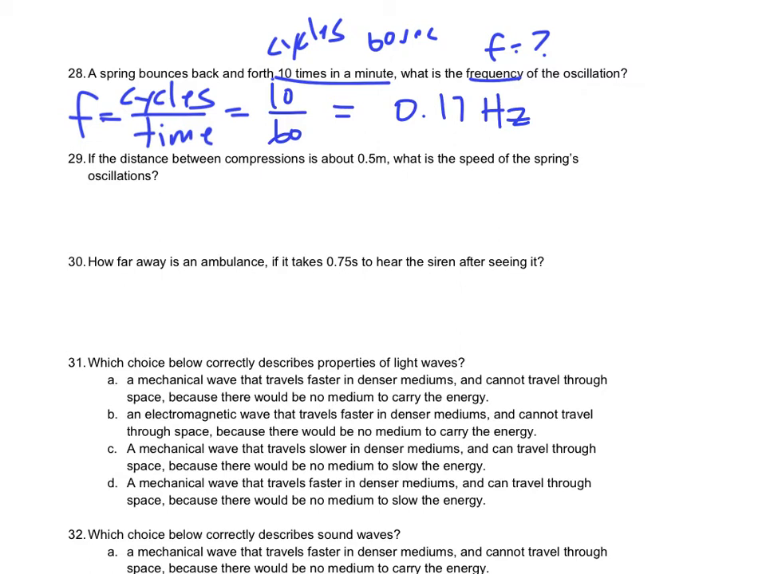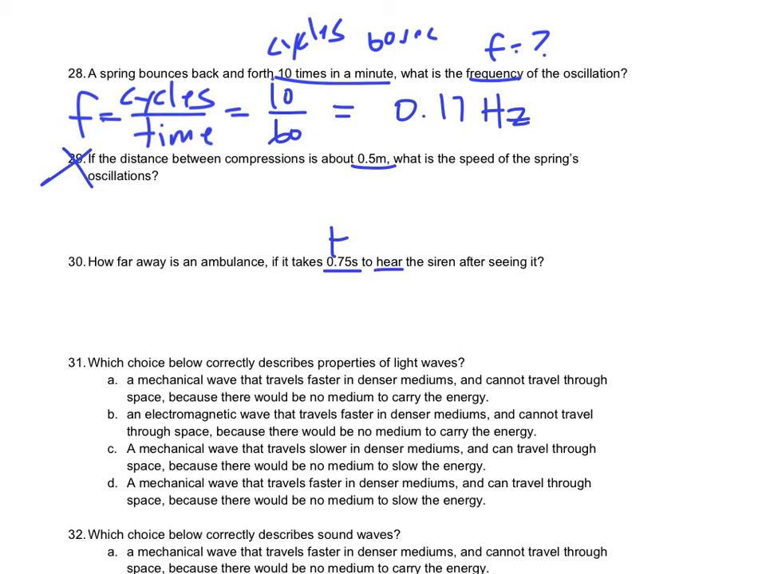Number 29, the distance between the compressions is about 0.5 meters. What is the speed of the spring's oscillations? Let's go ahead and cancel this one out. I don't want to work on this one. We'll skip it.